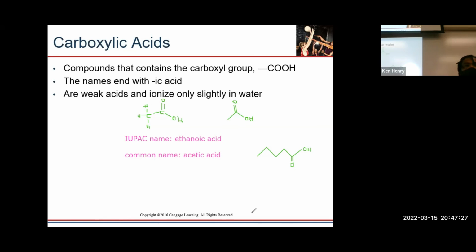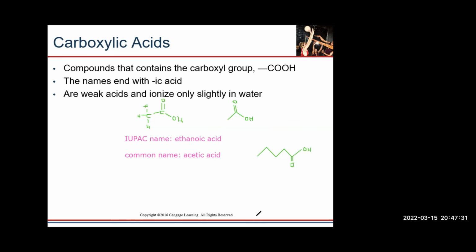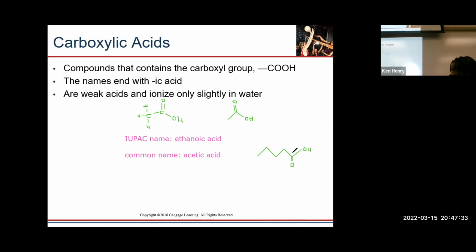Okay, so the first thing I'm going to do is count the carbons, and we're going to start where the double bond is attached. So that's 1, that's 2, that's 3, that's 4, and that's 5. I forgot to say that carboxylic acids are the highest priority of the functional groups we've talked about. So these are above alcohols.